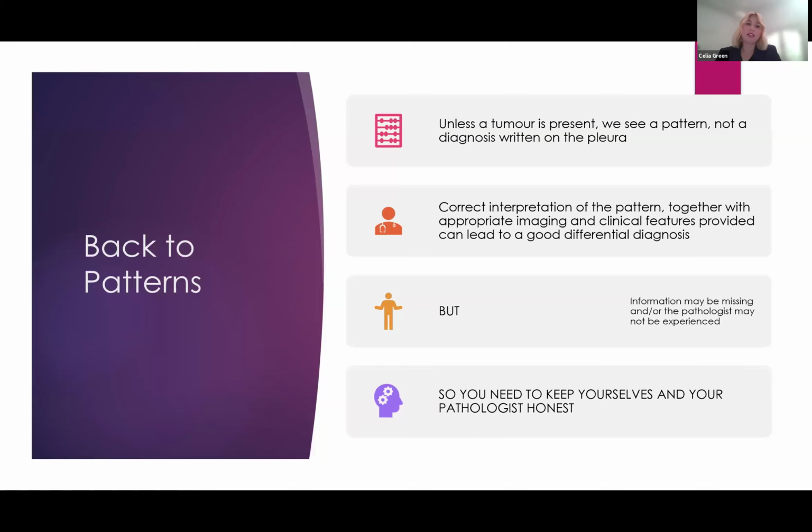So unless a tumour is present, we see a pattern, not a diagnosis written on the pleura, and the differential diagnosis that we provide will depend on the information given to us clinically. But information could be missing, and or the pathologist might not be experienced, and that can lead to a breakdown in communication and a report that is not very helpful. So you need to keep yourselves and your pathologist honest, and then if you both input that way, then you'll be able to come to quite a tight differential diagnosis, as opposed to saying something like infections, drugs, tumour, because that's not helpful. So pick up the phone, call us.